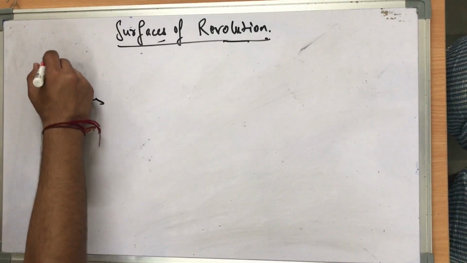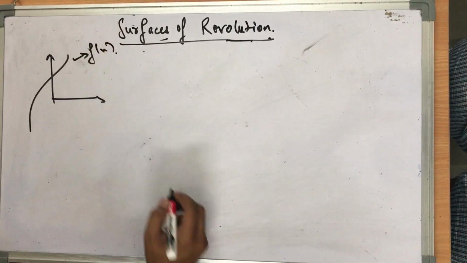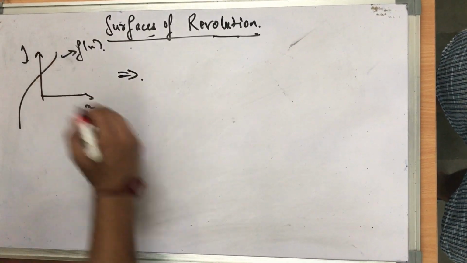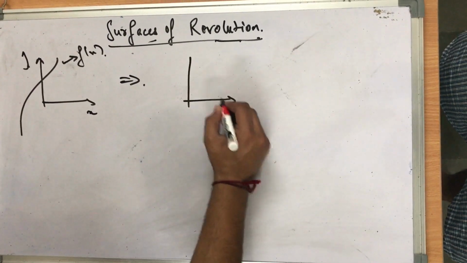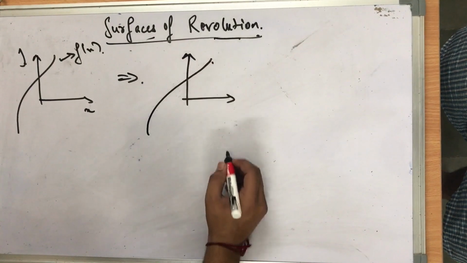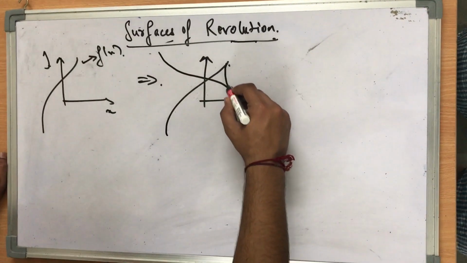So I have a curve f(x). Let's take this for the x-axis. If I rotate it about the x-axis, the surface which is formed will be like this.